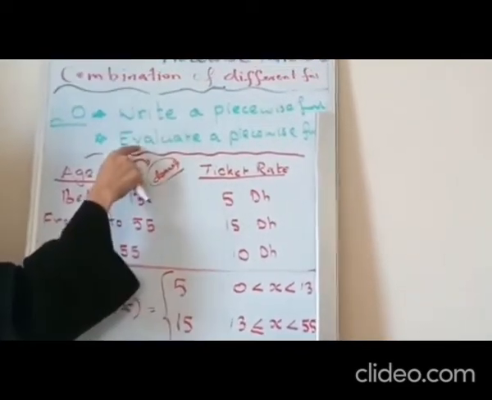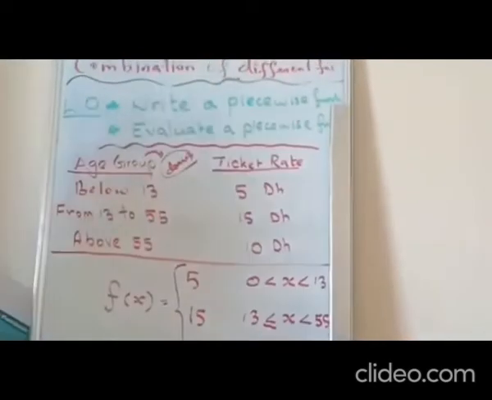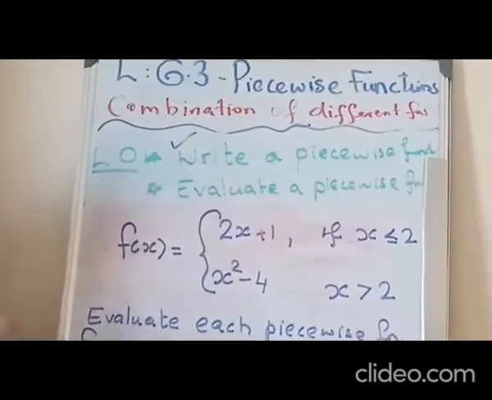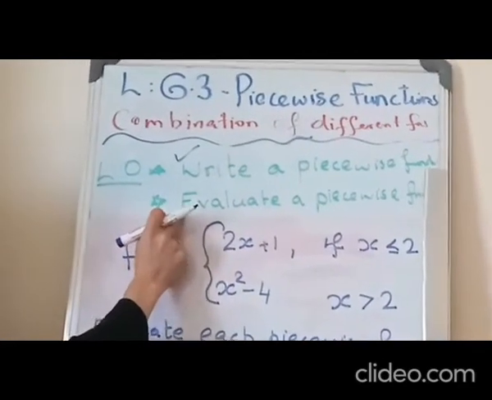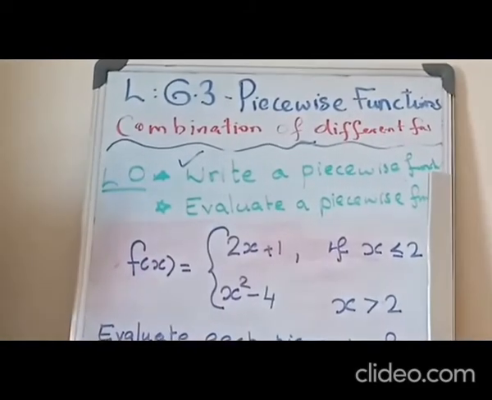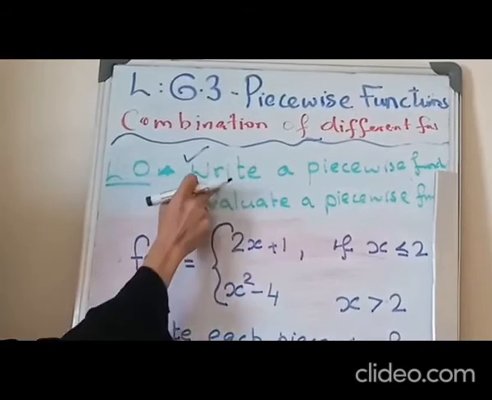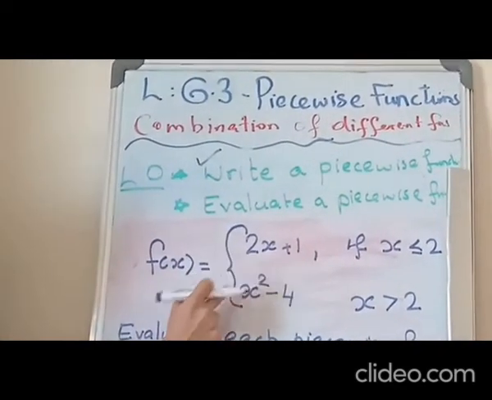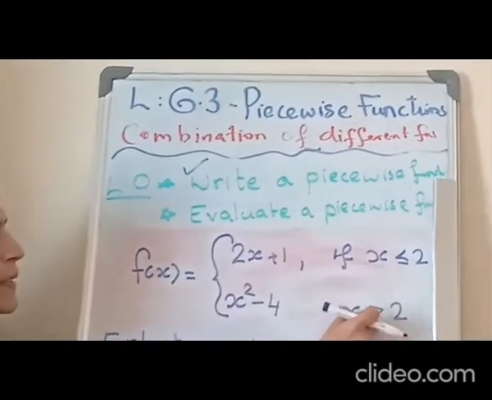Now we will move to evaluating a piecewise function. So now we know how to write a piecewise function. We will move on to how to evaluate a piecewise function. Here, it's given to you. You don't have to write the piecewise function, isn't it? f of x is already here. And is it a piecewise function? Yes, because the rule is different for different domains, x values.